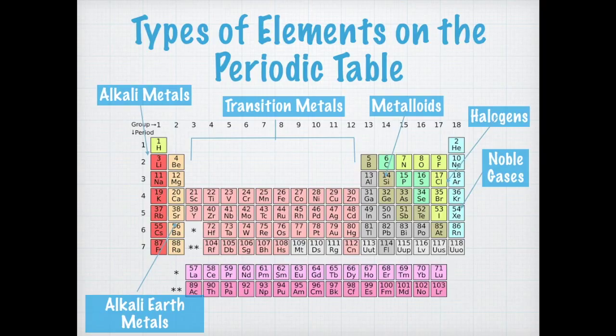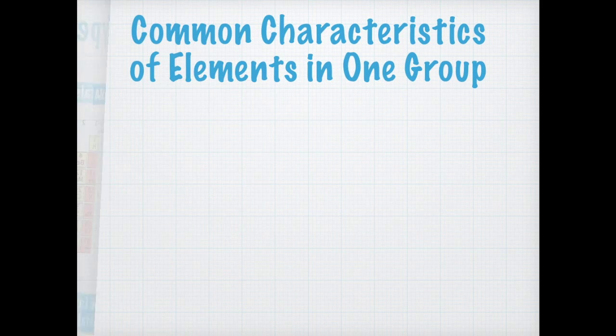Okay, let's recap. So the alkali metals are the elements in the first group, the alkali earth metals are the elements in the second group, while the transition metals are all the elements from group 3 to group 12, and the halogens are elements in group 17, while the noble gases are elements in group 18. Now let's move on to the next slide.